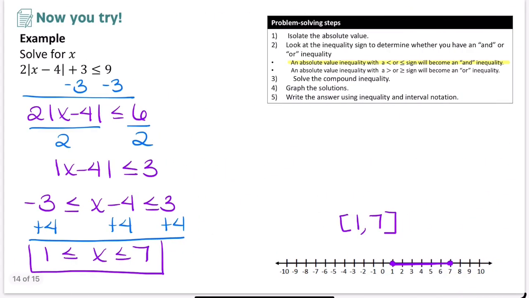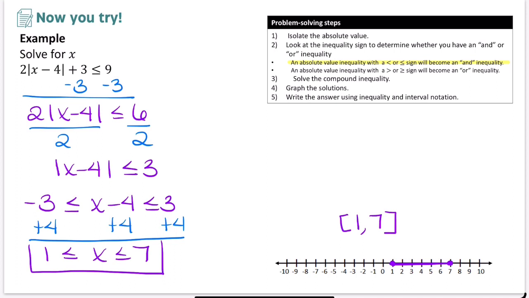So in this example, you can see once again, we have a lot of stuff with our absolute value that we need to get rid of first. So I'm going to start off by getting rid of that plus 3, right? Remember, add or subtract before we multiply or divide. So I'm going to subtract 3 from both sides. And that gives me 2 times the absolute value of x minus 4 is less than or equal to 6.